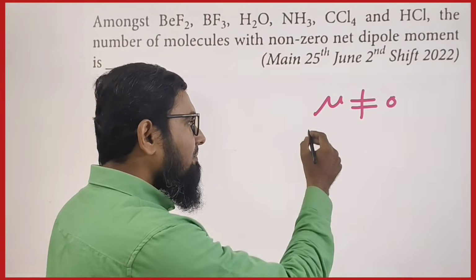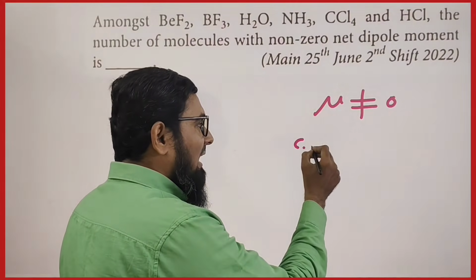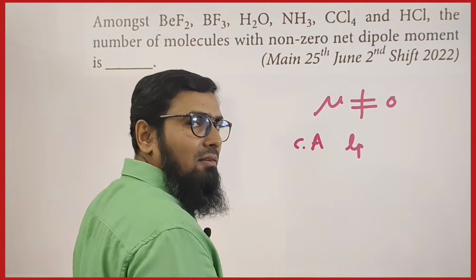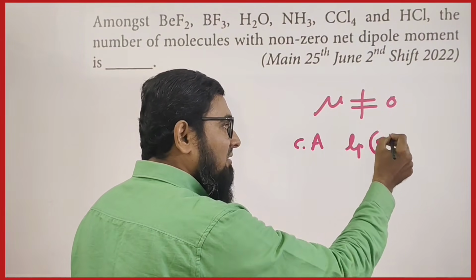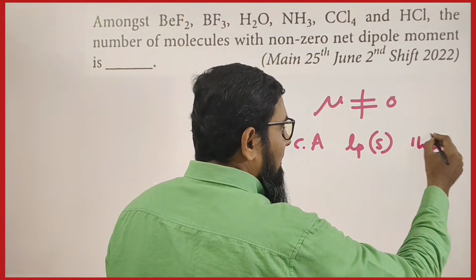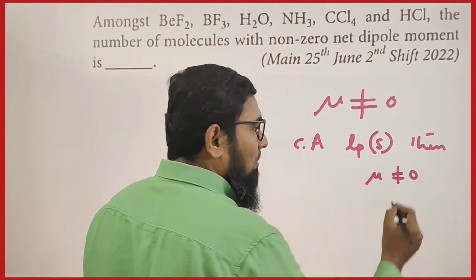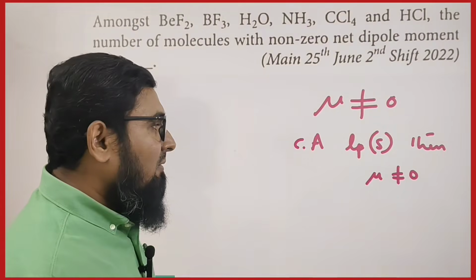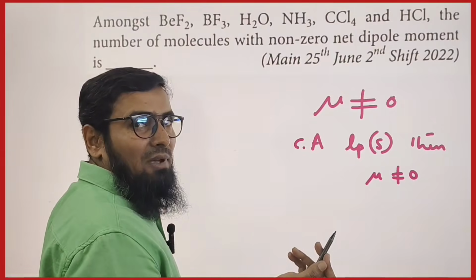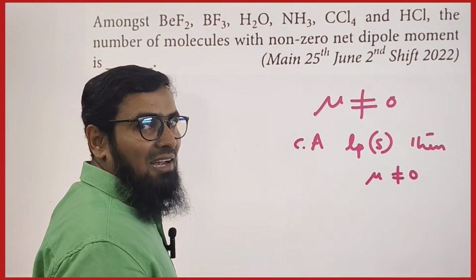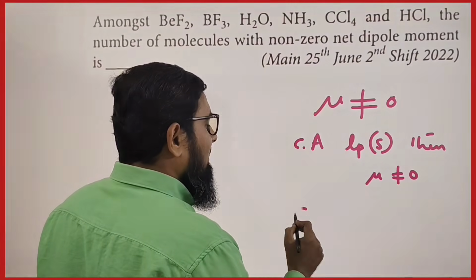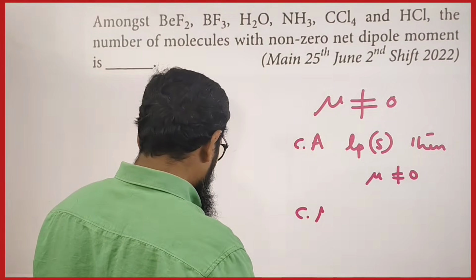One trick is, if the central atom has lone pair or lone pairs on its head, then mu is not equal to 0. Then if the terminal atoms are same and lone pair is not present on the central atom, then dipole moment will be 0.